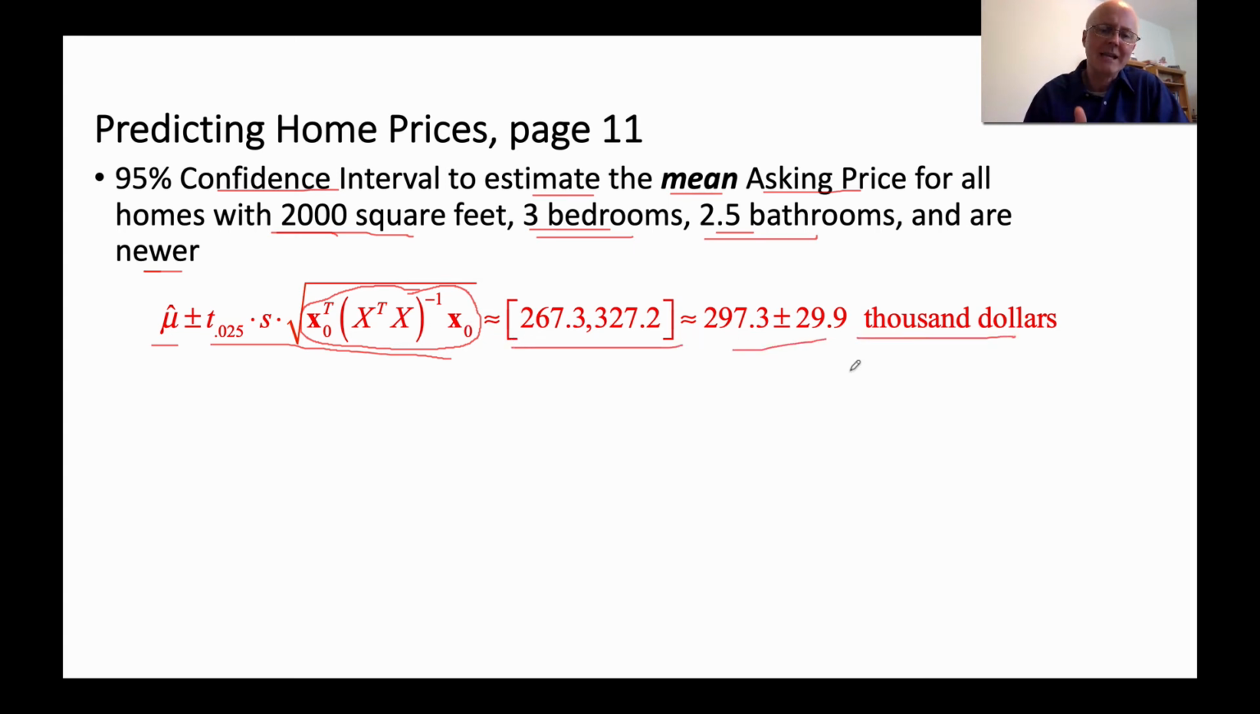And so again, this is our estimate for all of Roseville. We're doing inference here from the sample to the population of what we would estimate for the asking price that a person would ask based on these values. And we're saying it's between $267.3 thousand and $327.2 thousand with 95% confidence.